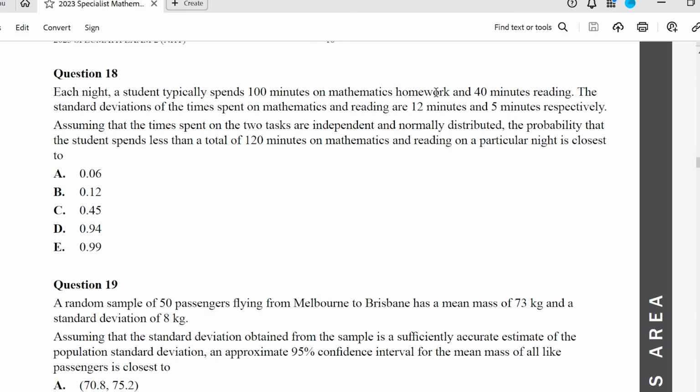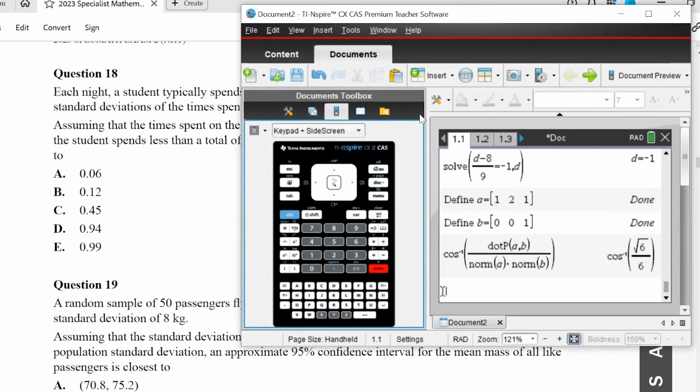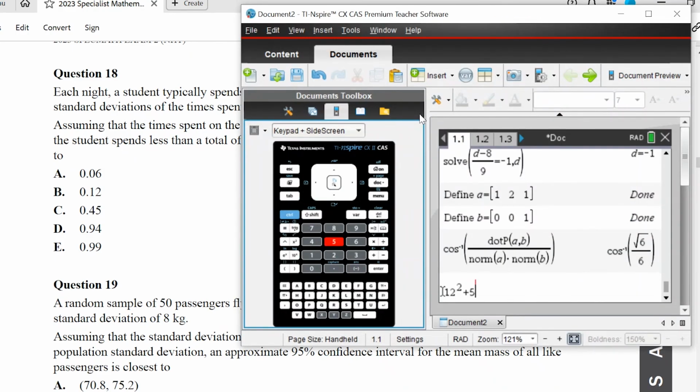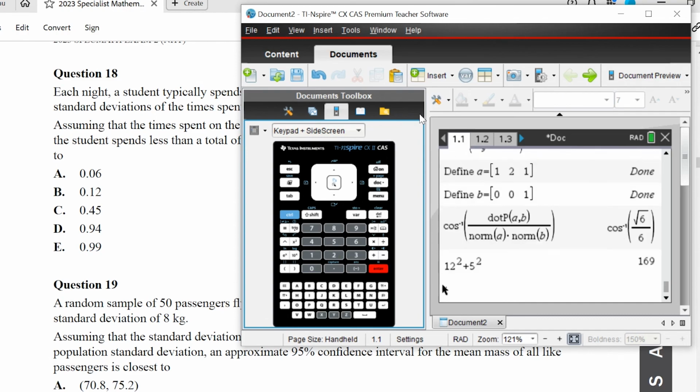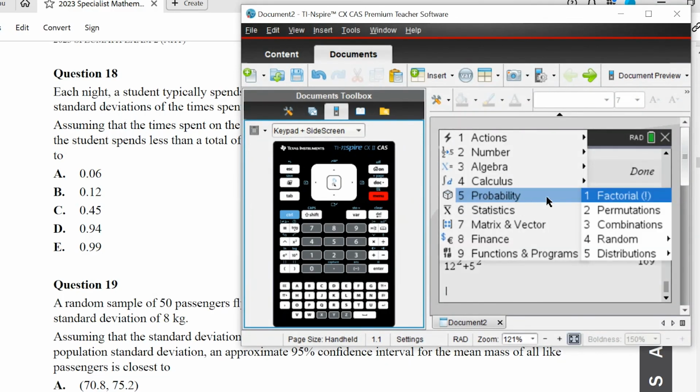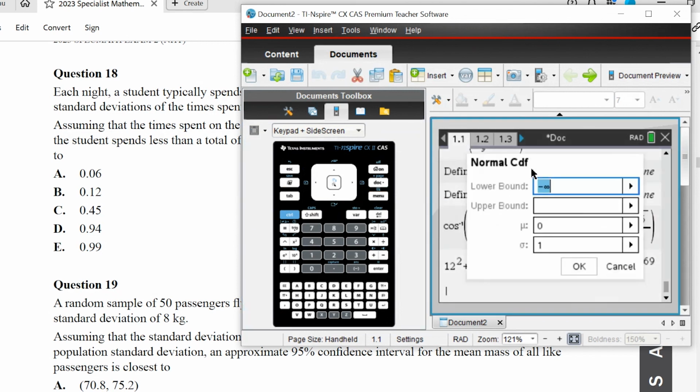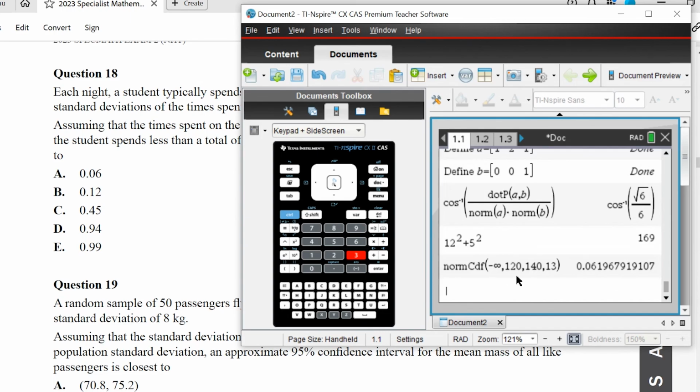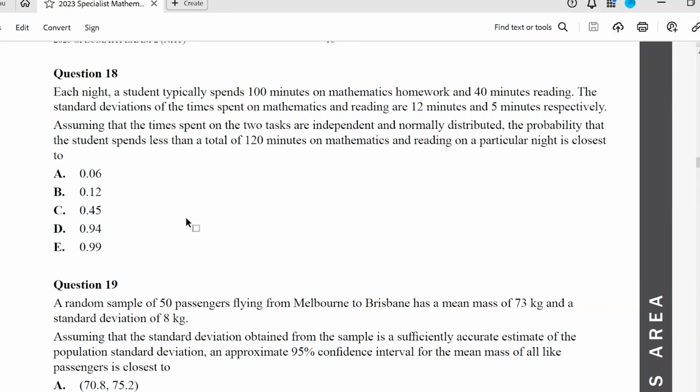We'll get the variance first, just using the variance formula. So because we're just summing here, like x plus y, the variance is also just going to be variance of x plus variance of y. So that's 12 squared plus 5 squared. And I know that when I square root that, I will get 13. So the standard deviation of my sum is going to be 13. We'll use a normal CDF. Between -infinity to 120, mean we said was 140, and standard deviation 13. So the probability would be 0.06, it's option A.